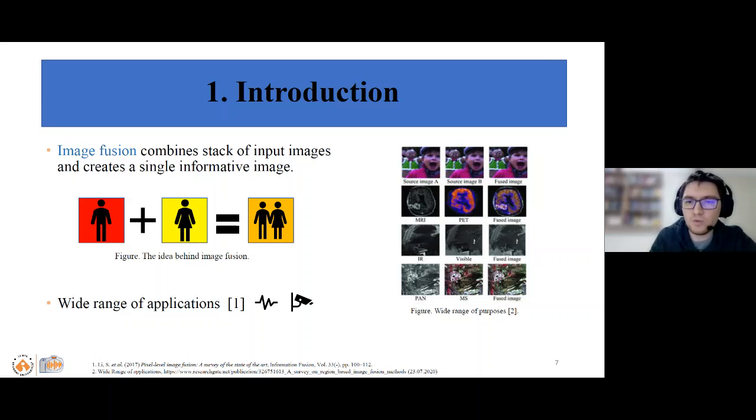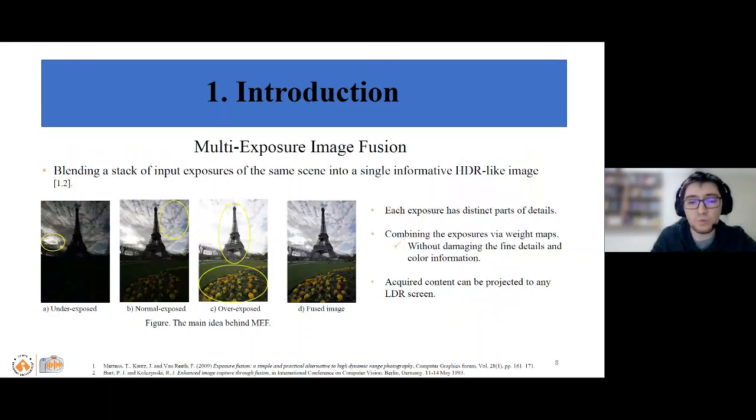Multi-exposure image fusion was proposed by Tom Mertens in 2009, and the main idea comes from image fusion itself. As in the figure, we have distinct information from each exposure. So we want to keep the best quality parts from the images and blend them to obtain our final result.